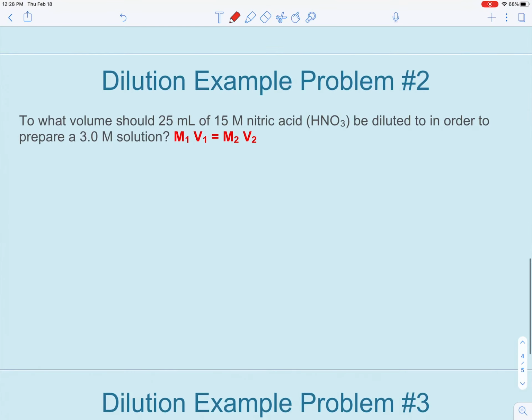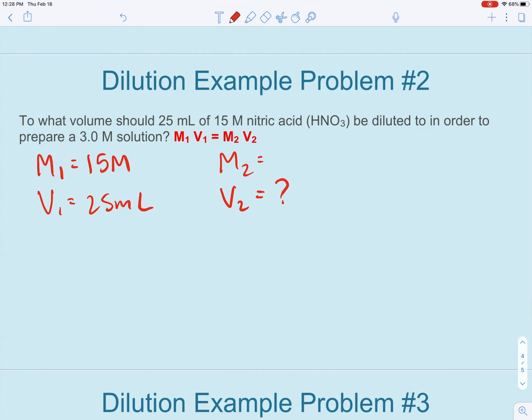Next, let's try to solve for another variable. What volume should 25 milliliters of 15 molar nitric acid be, so I've got M1 is 15M, V1 is 25 milliliters, and I'm trying to figure out the volume in this case, in order to prepare a 3.0 molar solution.